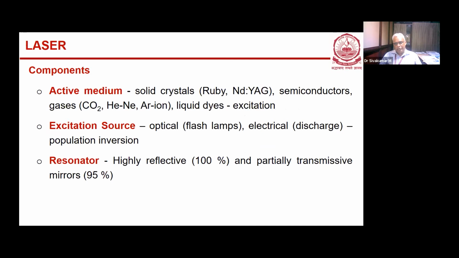The active medium could be solid, semiconductor, gas or liquid.